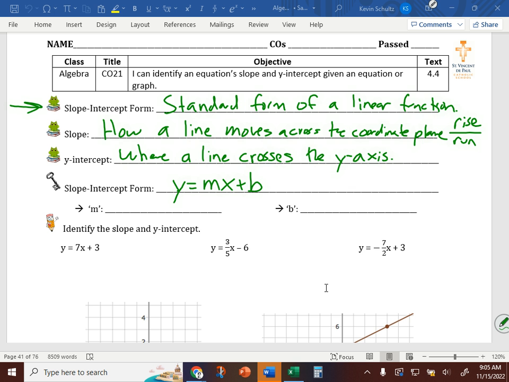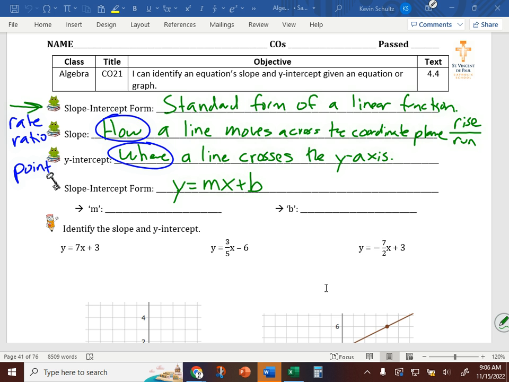Now, I want to point out some difference in language here. For slope, we use the word how. It describes how something moves. The slope is not a location. Sometimes kids like to write slope as an ordered pair, thinking it's like a place. It isn't. It's how it does something. Remember, we described slope as a rate or a ratio. Whereas for y-intercept, we use the word where. The y-intercept is an actual location, an actual point. So that's one difference between the y-intercept and the slope. The y-intercept is a location. The slope describes something.